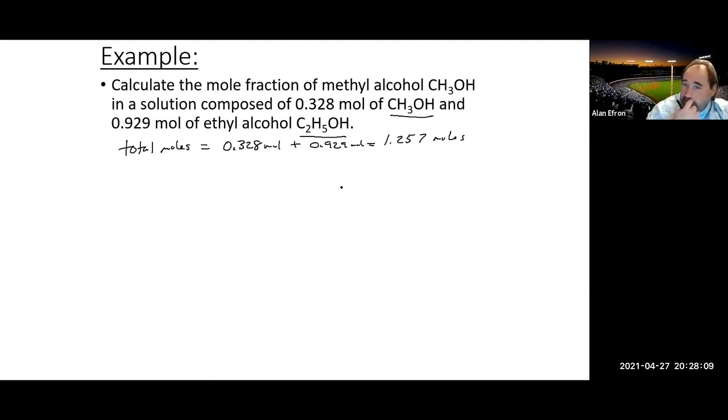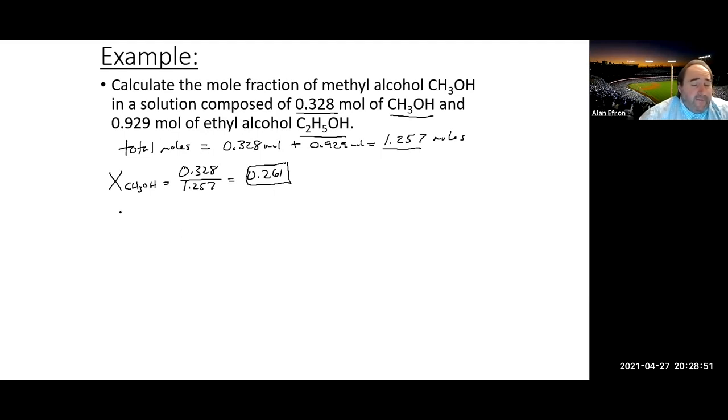In this case, we're interested in the mole fraction of methanol. The mole fraction of methanol would be the moles of methanol, which is 0.328, divided by the total moles, which would be 1.257. That gives us 0.328 divided by 1.257. We'll call it 0.261, which would be the mole fraction of methanol in this mixture. It's essentially 26%. Again, we don't multiply it by 100.